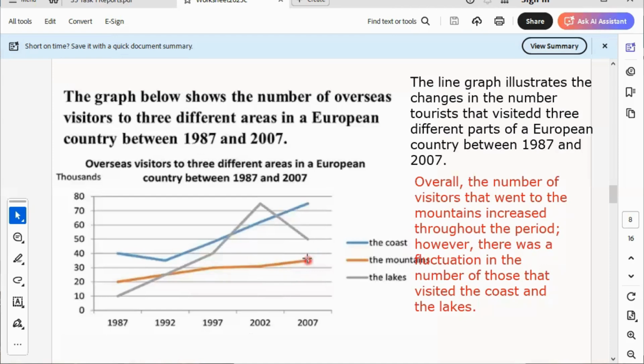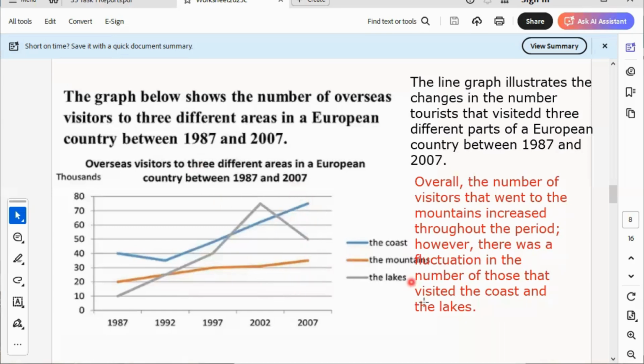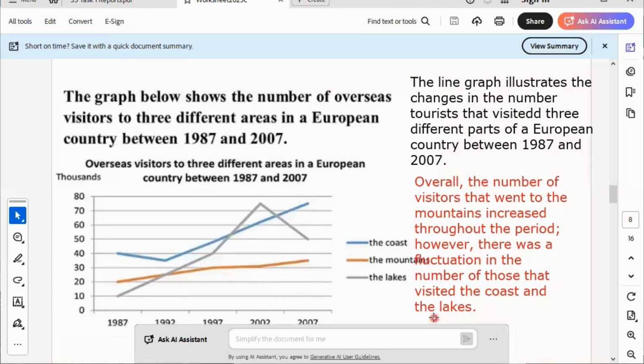Lower than the number of visitors that went to the lakes and the coast that year. You see that last thing I said? Lower than, that's what? Comparison. Remember what I said earlier on? Make comparison where relevant.